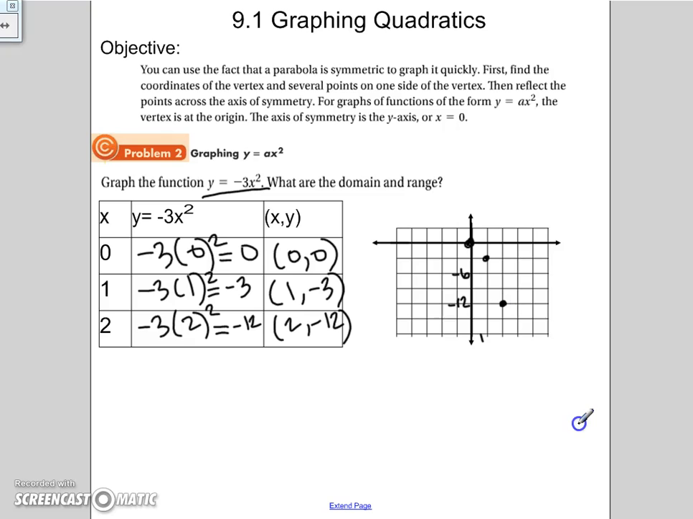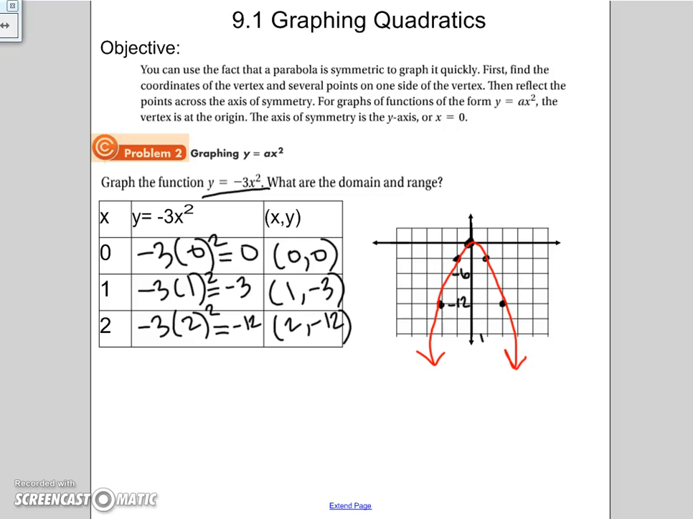So this is one side of my parabola, but since we know parabolas are symmetric, I can mirror it on this side. So another point would be negative 1, negative 3, and negative 2, negative 12. And I've now formed my dots to form my parabola, which remember is a U shape. So you would connect your dots to make a U shape. Hopefully yours looks better than mine. They do include arrows because it will continue to keep going.